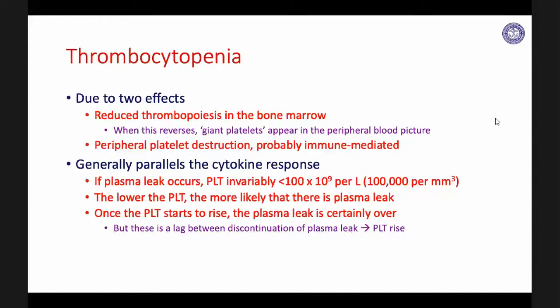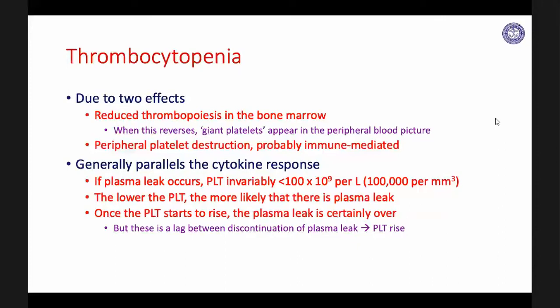And once the platelet count starts to rise, that means the plasma leakage is definitely over, and the patient is on the way to recovery. But of course, there's a lag period between the discontinuation of the plasma leak and the platelet count rise. So, for example, you might find that in the critical phase, the cytokine response stops around the middle of the critical phase, but the platelet count won't begin to rise until the end of the critical phase or beginning of the recovery phase.